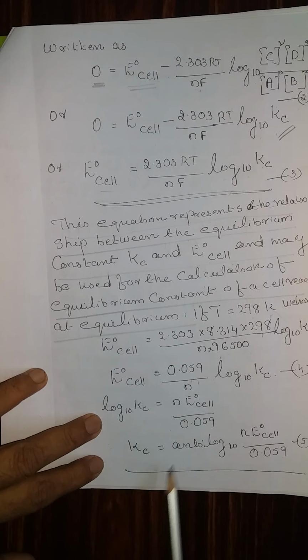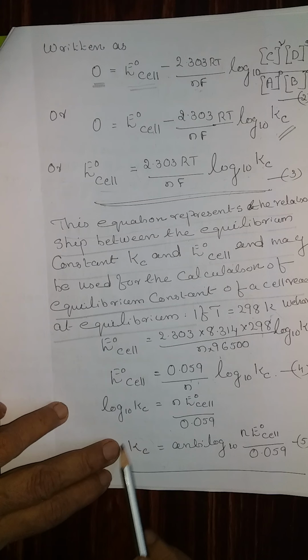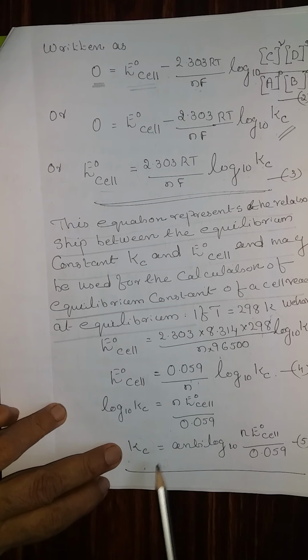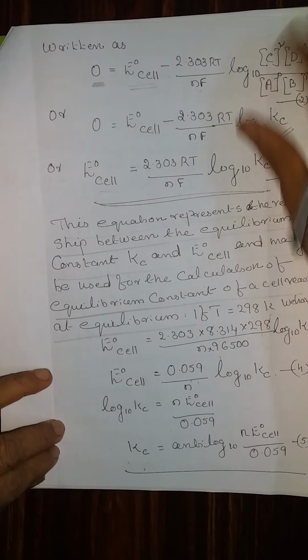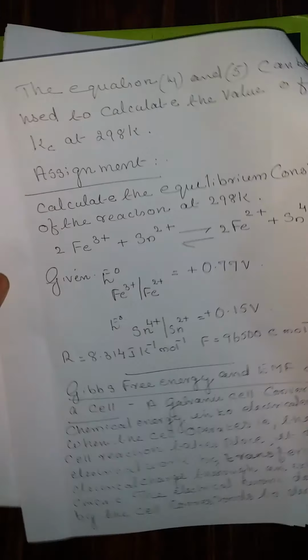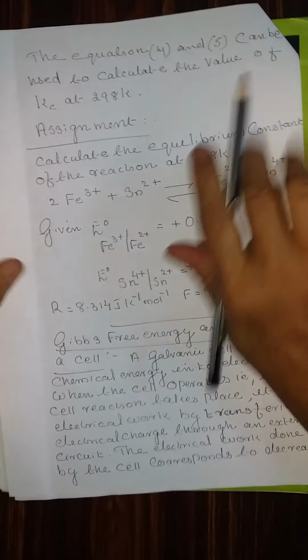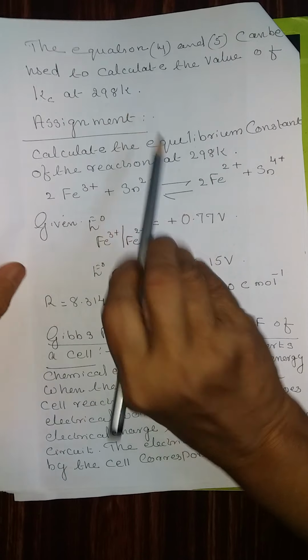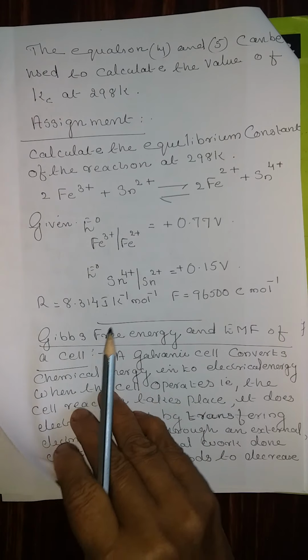Therefore, finally, the equilibrium constant can be found out as an application of this Nernst equation. And equations 4 and 5 can be used to calculate the value of Kc at 298. That is this equation, what we finally derived.